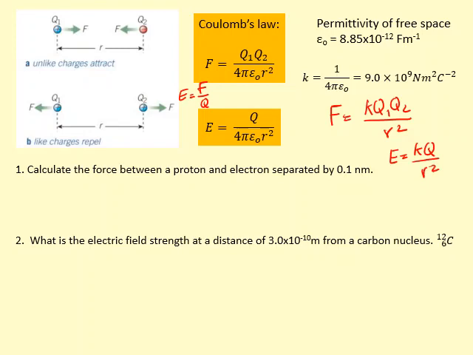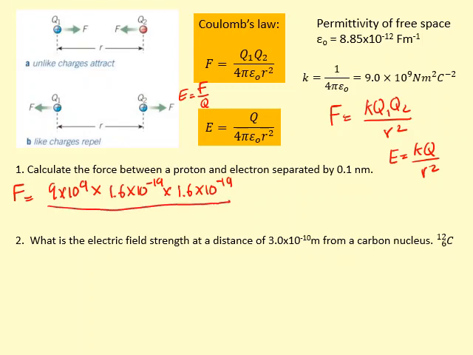Calculate the force between a proton and electron separated by a distance of 0.1 nanometers. So we'll have to use Coulomb's law. Force equals, firstly, the constant 9 times 10 to the 9, times the charge of a proton, 1.6 times 10 to the minus 19, the charge of an electron, 1.6 times 10 to the power of minus 19. Of course, there's going to be an attractive force because they're opposite charges, divided by the distance between them squared, 0.1 times 10 to the minus 9 squared.